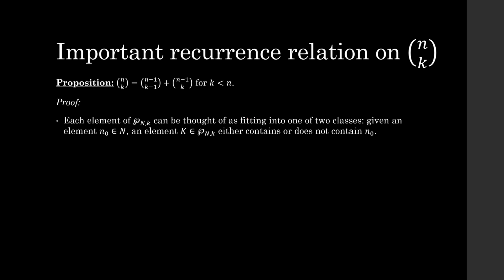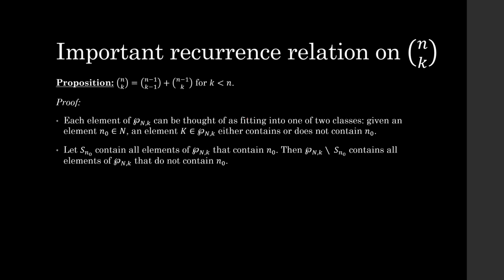And so each of those sets can fit in one of two classes. When I mean classes, they're one of two types. So if I take any element n0 that belongs to big N, and an element big K which belongs to P n k, so this is going to be a subset of big N, it either contains n0 or it doesn't contain n0. That makes sense. For any given element of a set, any subset of that set either contains the element or it doesn't. So that's just one way I can classify them.